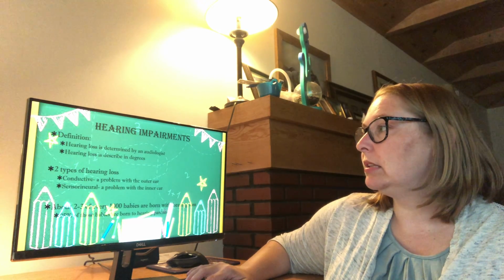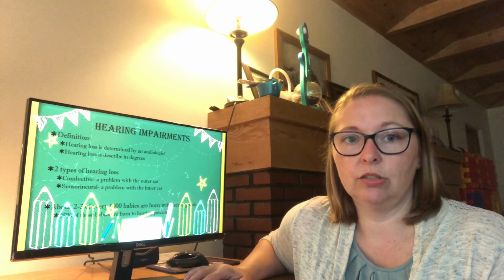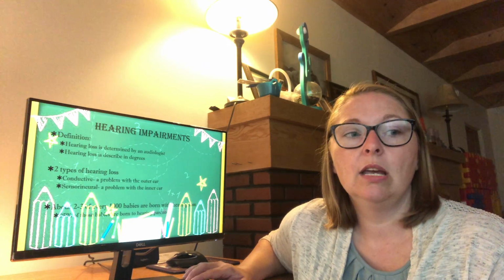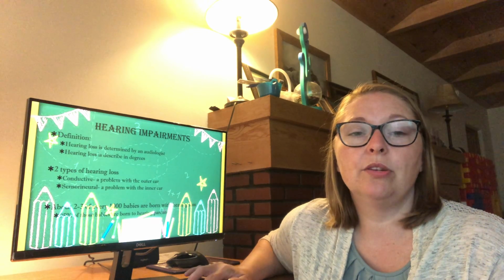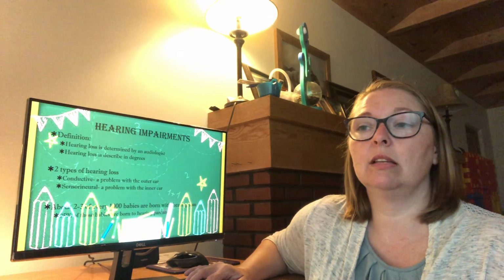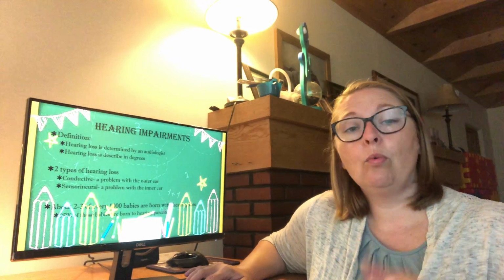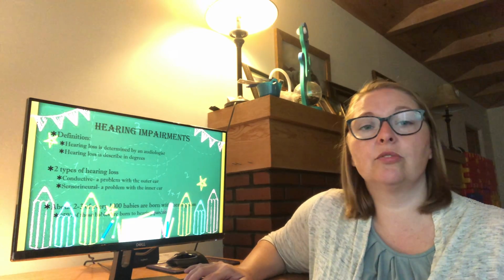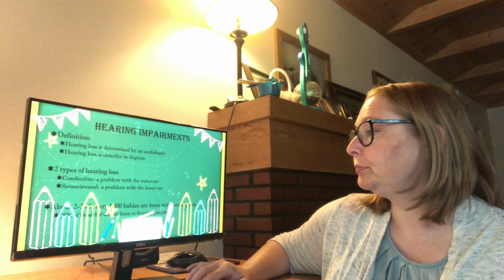Hearing impairments have to be diagnosed by an audiologist, and so an audiologist will do a screening or a test to see if there's any hearing loss, and to what degree there is loss, and then that way they can evaluate what a student needs. How can we help them to be able to stay in the classroom and be able to hear what they need to hear?